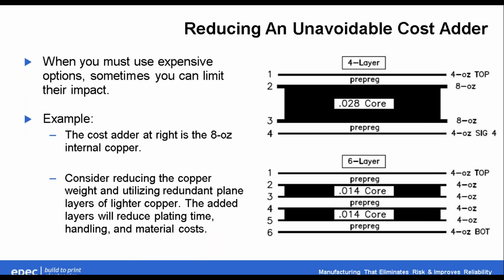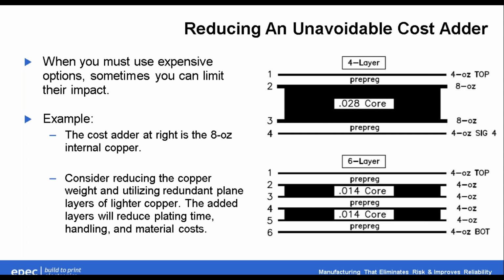Now here is one example of reducing an unavoidable cost adder. Here's an adder you have to have for performance, but we're going to look for a cheaper way to do it. And there will be other examples later, but we're kind of skipping ahead with this first one as an example. When you must use expensive options, sometimes you can limit their impact.